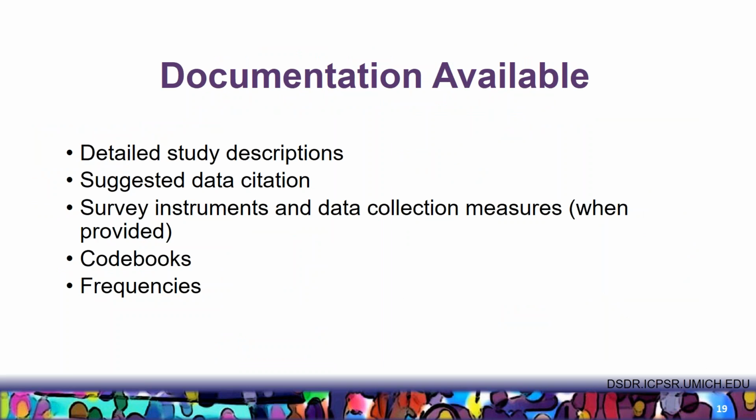Standard documentation that we provide includes the study description and a suggested data citation, as well as the option to view and download codebook and frequencies. Studies often have other survey instruments or other data collection measures available as well. Anything downloadable related to the documentation can be accessed on the Data and Documentation tab on the study homepage. Depending on the study, these files might be provided at the study and/or dataset level.